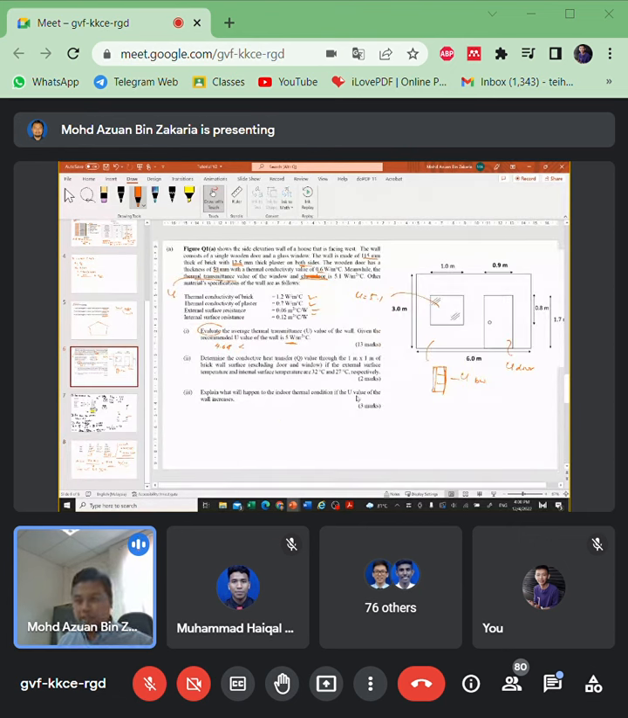And last but not least, what will happen to the indoor thermal condition if the U value increases? Resistance decreases. Yes, resistance decreases. It means more heat will be transferred to the indoor condition. This is correct. You can relate to the R value and what happens if R value reduces in terms of heat transfer: more heat will be transferred inside the house.